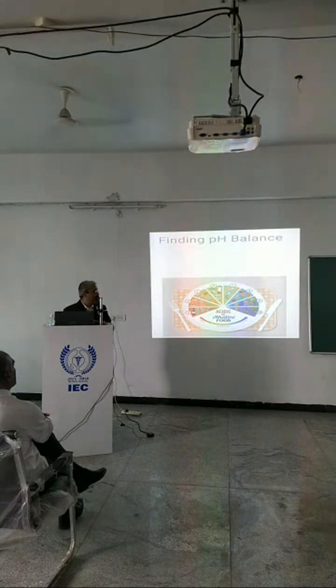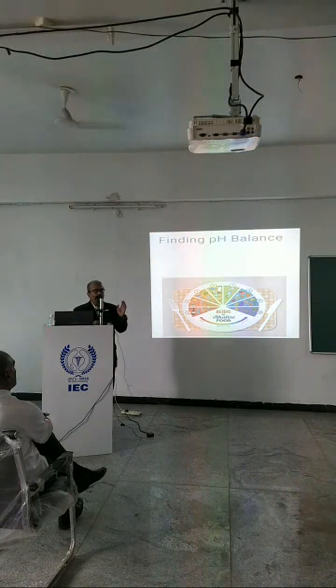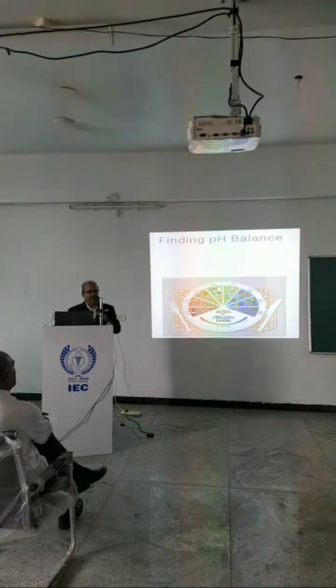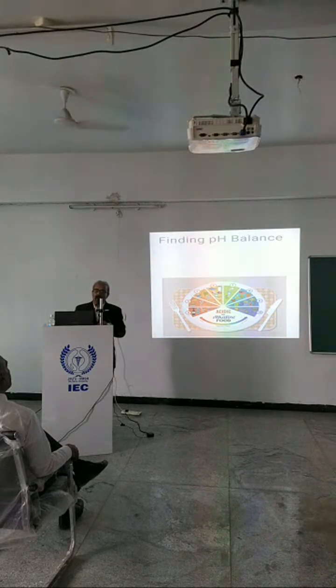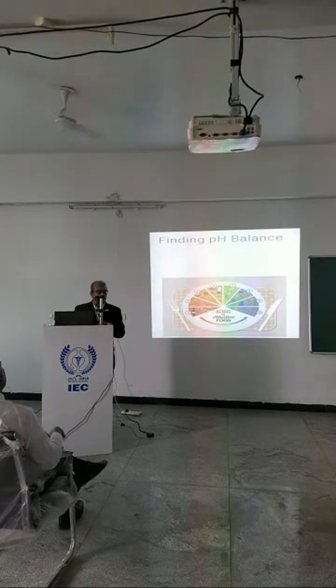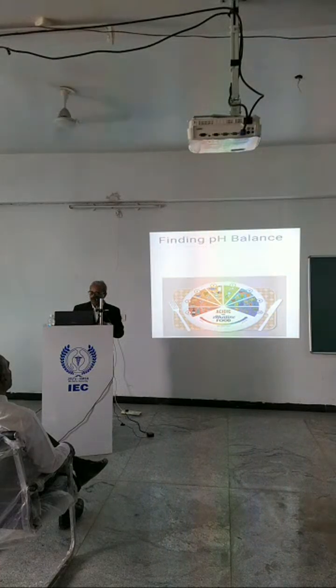So on this plate of food, the left side items are acidic foods and the right side of the plate is alkaline foods. So choose alkaline foods if your pH is slightly towards the acidic side. Again, this is a long-term thing, but too much alkali in your food is also harmful. Too much acid is also harmful.